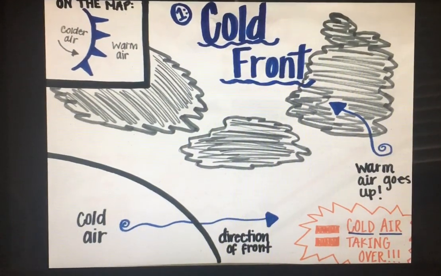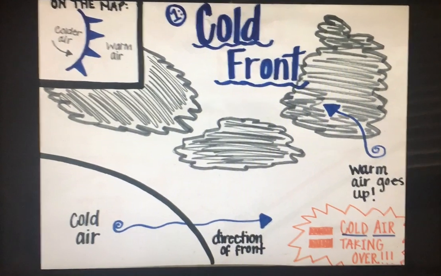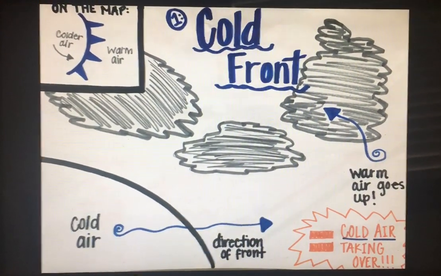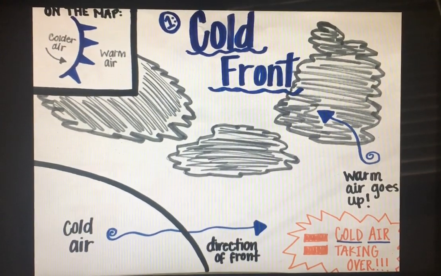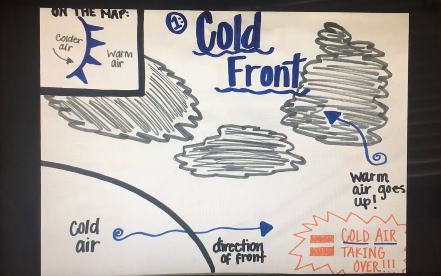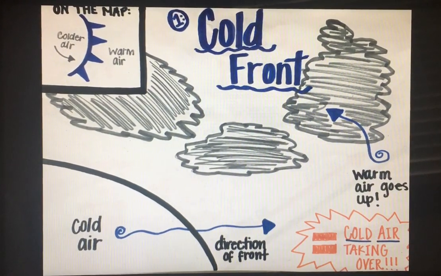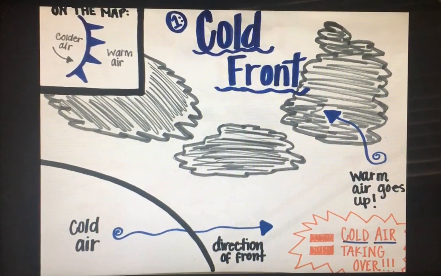The first front is a cold front. This is when cold air in the direction of the front is going in the same direction. It pushes up the warm air, thus having the cold air take over. In the top left, I've drawn the symbol that you may see for cold fronts on the map.